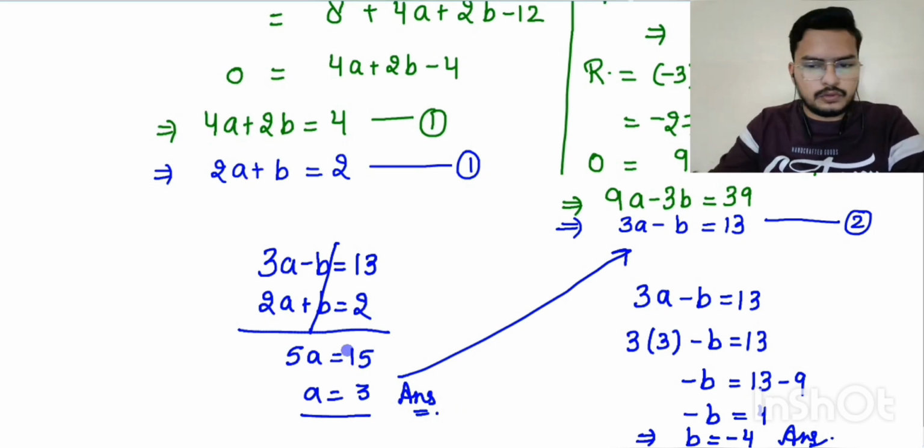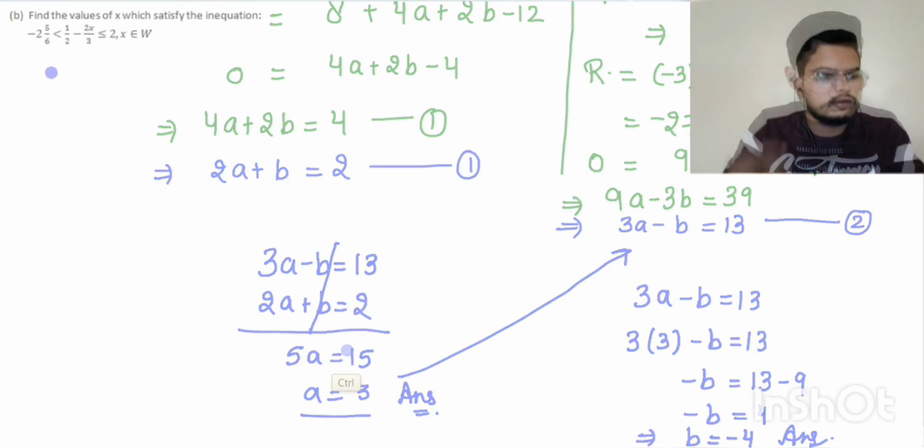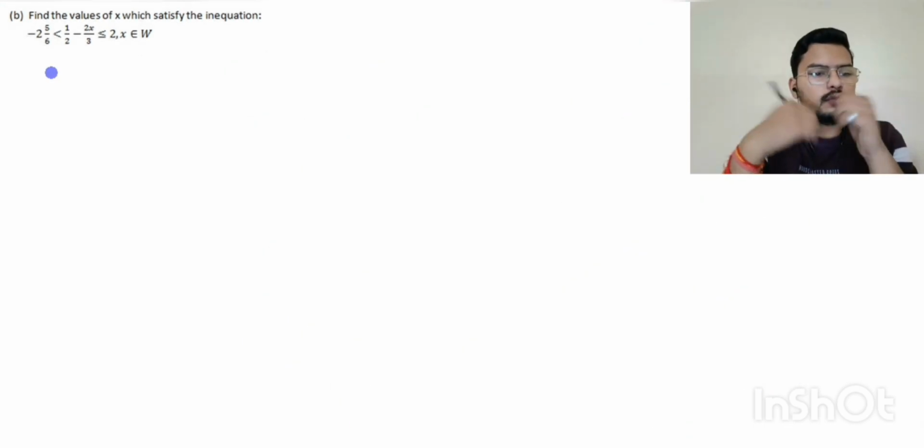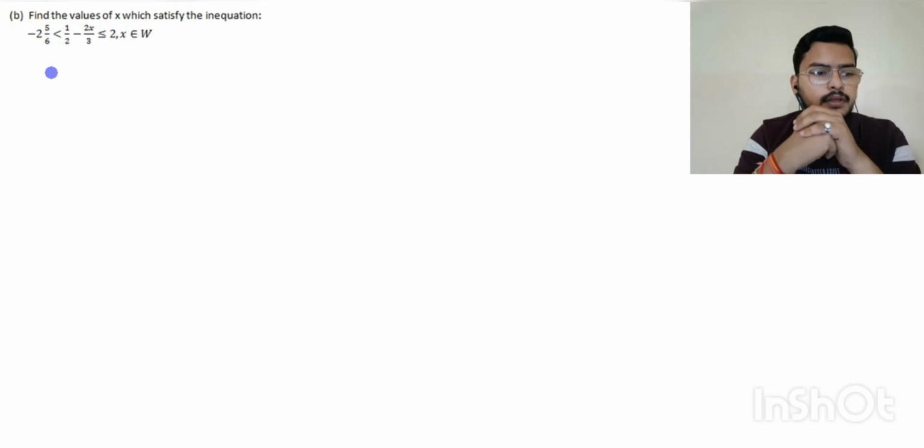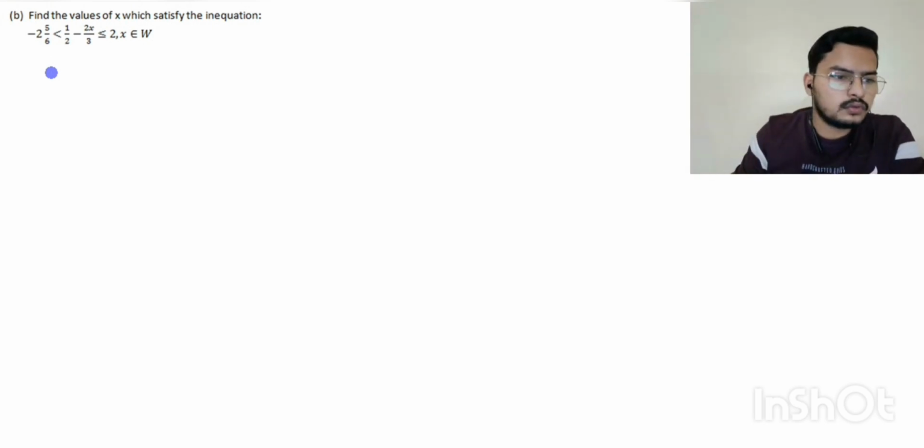Okay, so now look at the next one. This question says: find the value of x which satisfies the inequation. The inequation is given here. So now just look at the inequation which is given here. Just look at the leftmost part of that particular inequation, there is no x, right? And similarly in the rightmost part there is no x. So we can solve this question by a little easier method. Okay, so how can we solve this particular type of question?